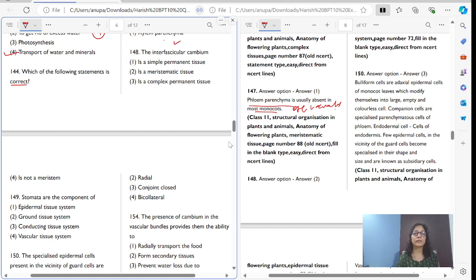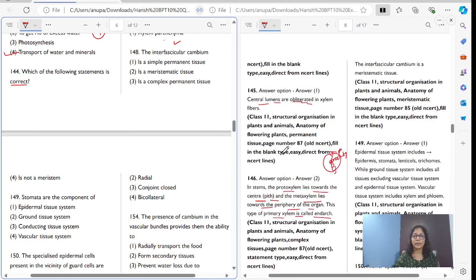Let's read the options. The first option is a simple permanent tissue, second is a meristematic tissue, third is a complex permanent tissue, fourth is not a meristem. So we know that interfascicular cambium is a meristematic tissue. Hence, option 2 is the correct answer. The interfascicular cambium is a secondary tissue and it is a meristematic tissue.